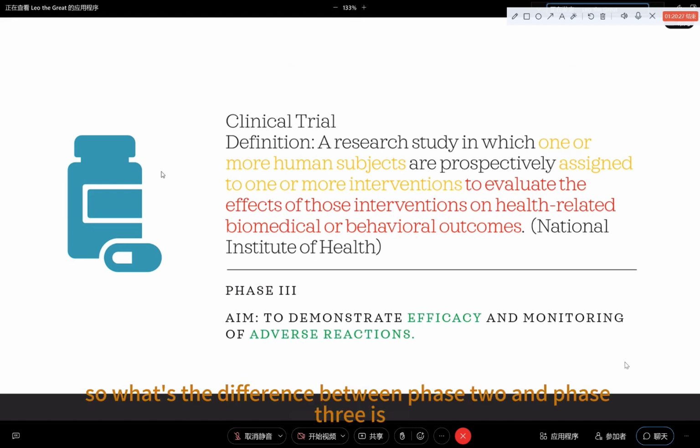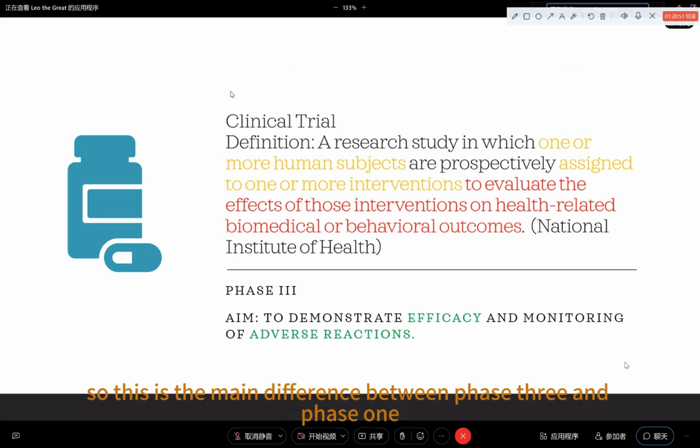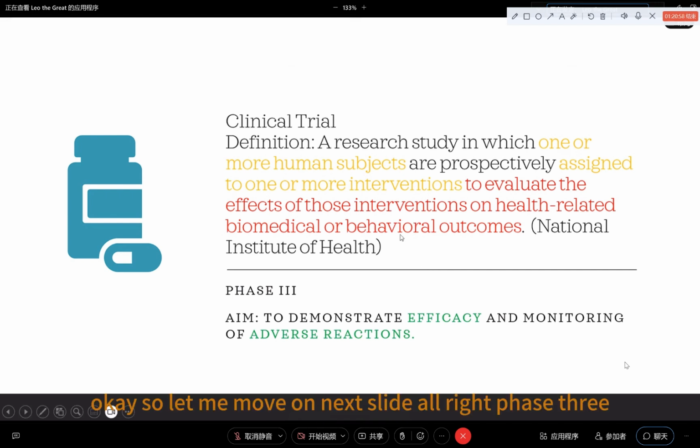So what's the difference between phase 1, phase 2, and phase 3 is that in phase 3 the aim is to demonstrate the efficacy and monitor adverse reactions. You can imagine it's like simulating the real world situation where you really prescribe this to someone and you want to see what happens to them in the longer term. So this is the main difference between phase 3 and phase 1 and phase 2.